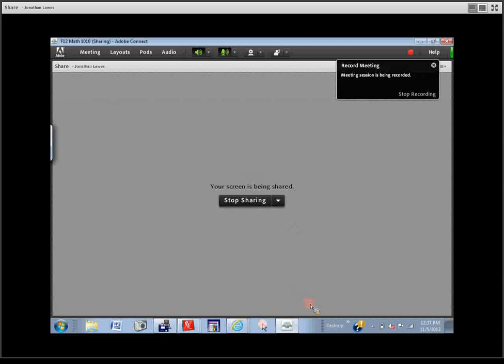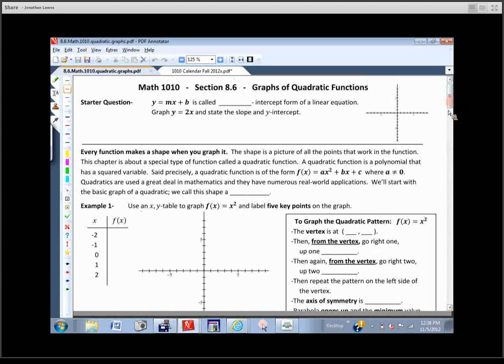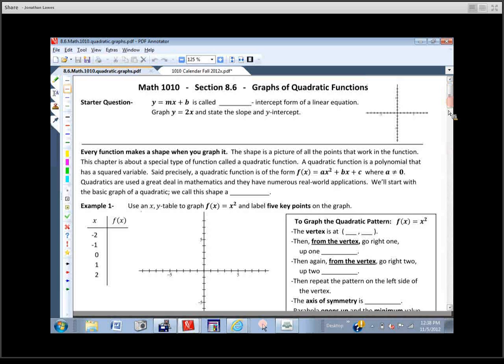Okay, so now that we've talked about what's due and when and all that stuff, let's take a look at this particular section right here. This is a really important chapter, and it's really important that you understand and take the time to think about why these problems work the way they do. If you do, you're going to be much better off in the rest of this course, especially in chapter 9.